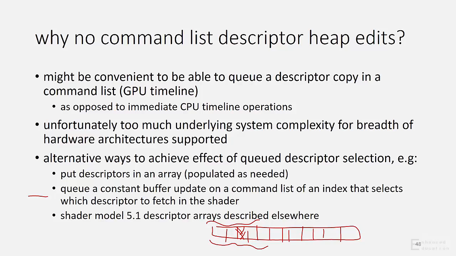Shader model 5.1, which is introduced in DX12, allows for descriptor arrays that would help solve this, and that's described elsewhere. One of the properties of this that's handy is that the constant buffer update can be recorded in one command list that's separate from the command list that happens to read the value to do the indexing. So you could have a command list whose behavior is changed by the execution of another command list that can be queued on the GPU.